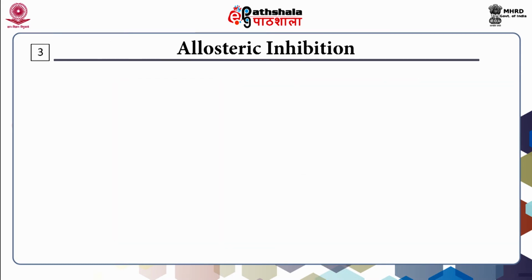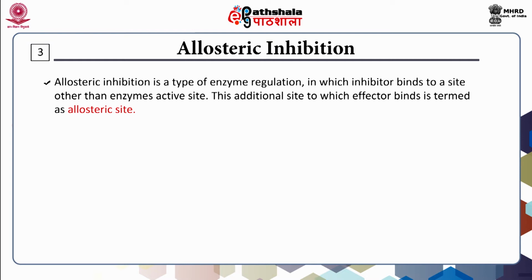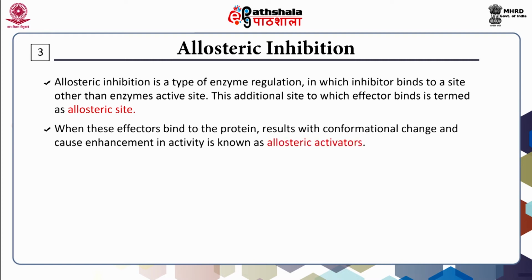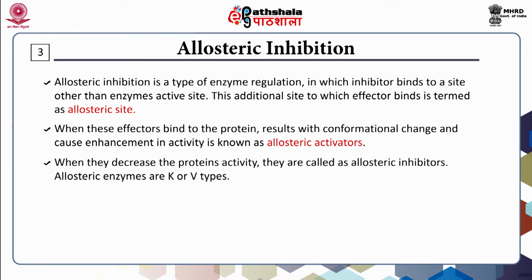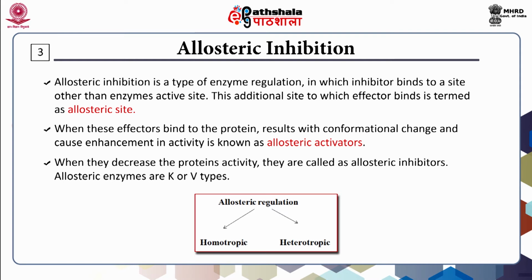Allosteric inhibition. Allosteric inhibition is a type of enzyme regulation in which the inhibitor binds to a site other than the enzyme active site. This additional site to which the effector binds is termed the allosteric site. When these effectors bind to the protein, resulting in a conformational change that enhances activity, they are known as allosteric activators. When they decrease the protein's activity, they are called allosteric inhibitors.